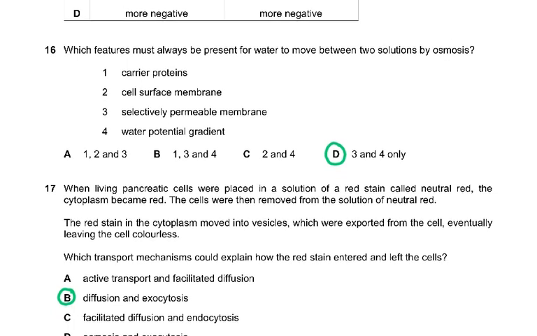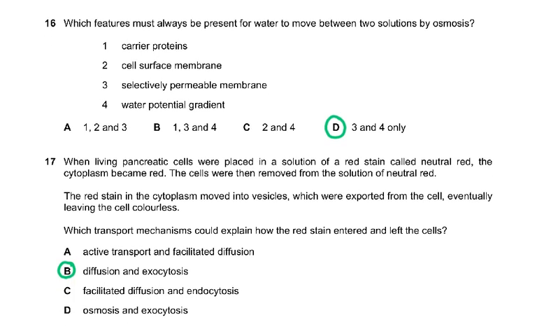Then coming on to question number 16. Which features must always be present for water to move between two solutions by osmosis? Carrier protein, cell surface membrane, selectively permeable membrane, water potential gradient.